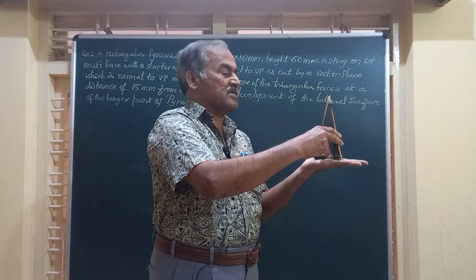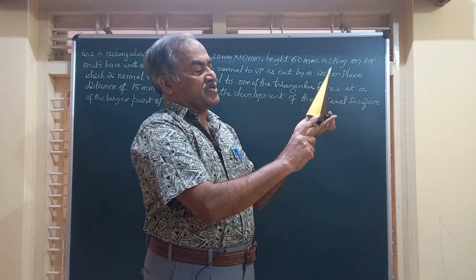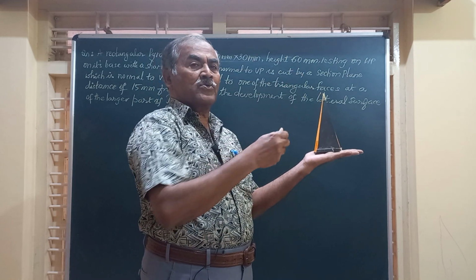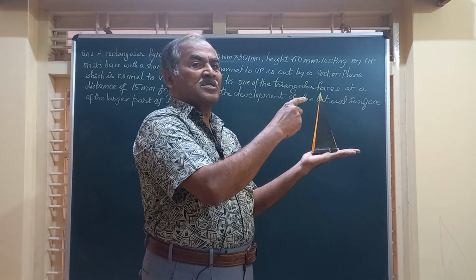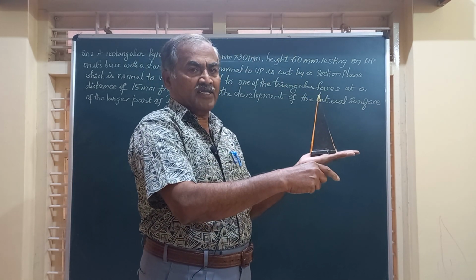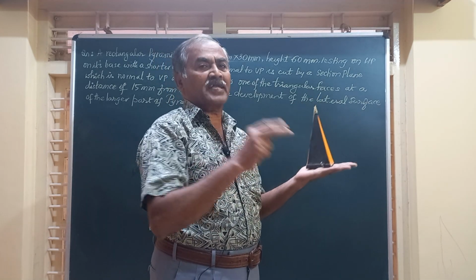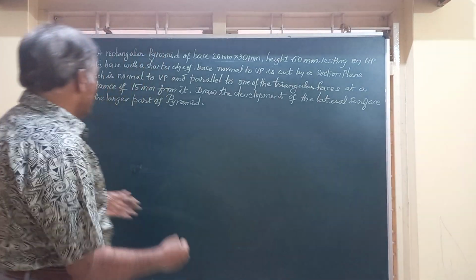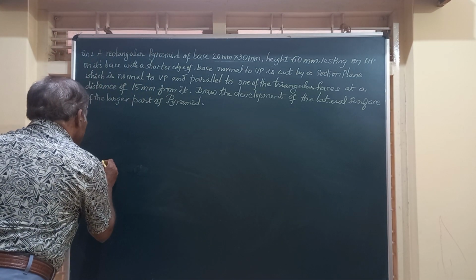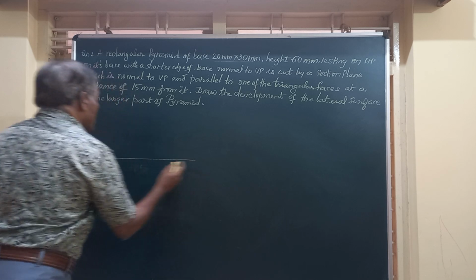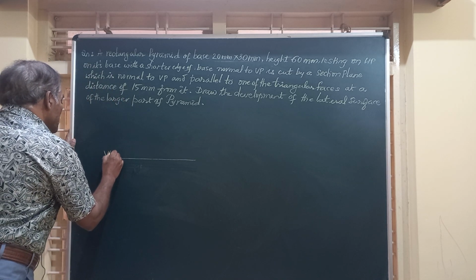Initially, we'll place this on HP with one of the short edges perpendicular to VP and obtain the top view, a rectangle with the center O joined to all the corners, and the front view a triangle. Top view is a rectangle. So let us complete that part. So I mark this XY line representing the line of intersection of VP and HP.